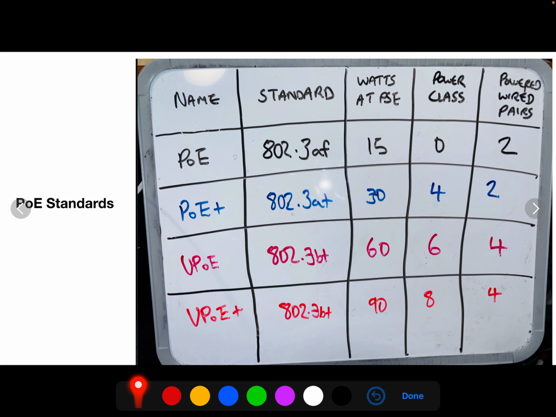So very important to remember this table, because you could be asked in the exam to identify one of these standards, or how many wide pairs are being used in one of these standards. This is very important to know for the exam. So really take the time to learn and memorize this table, maybe using another analogy to help you.